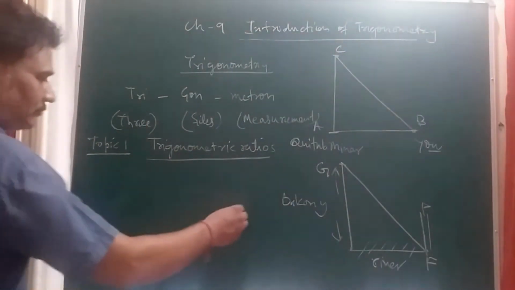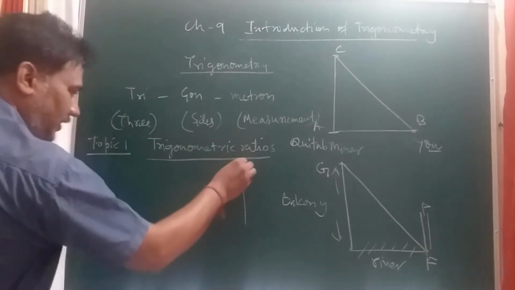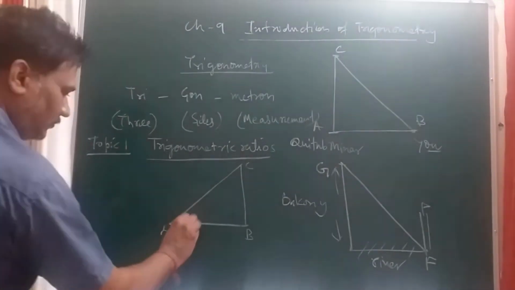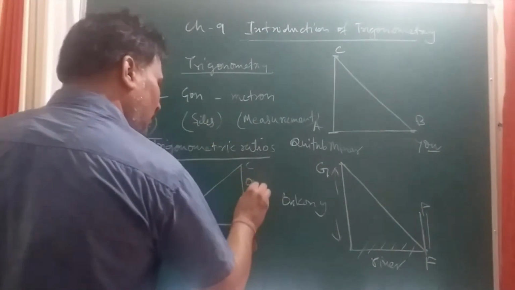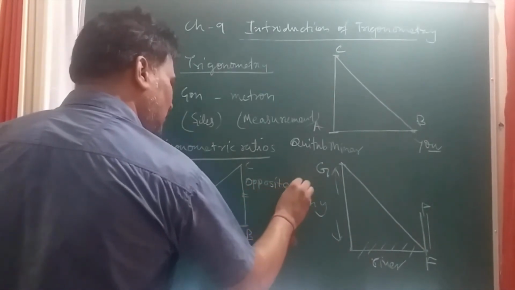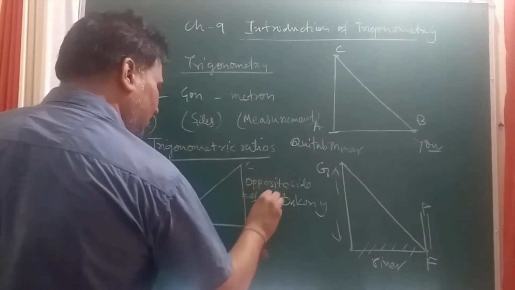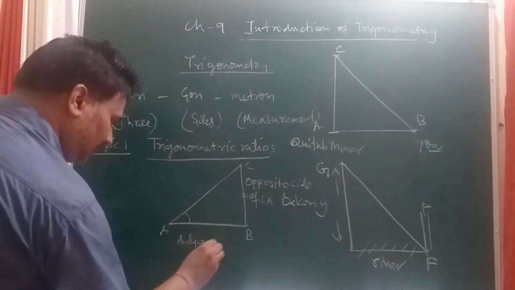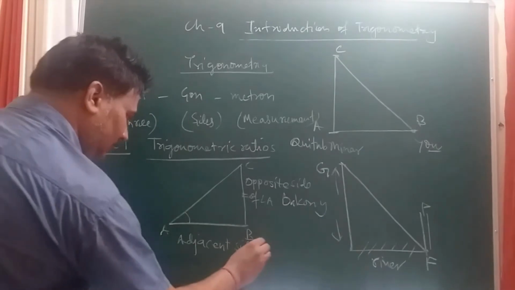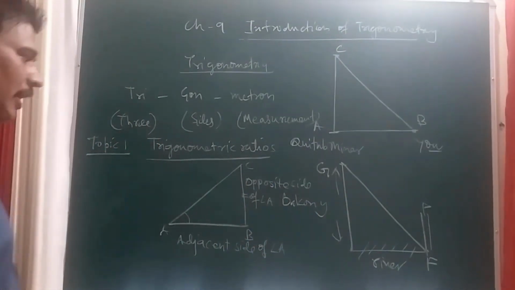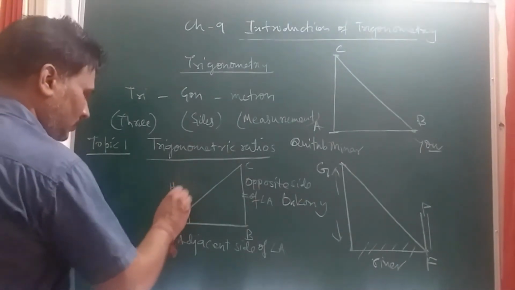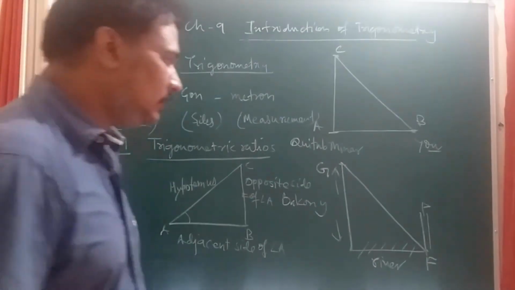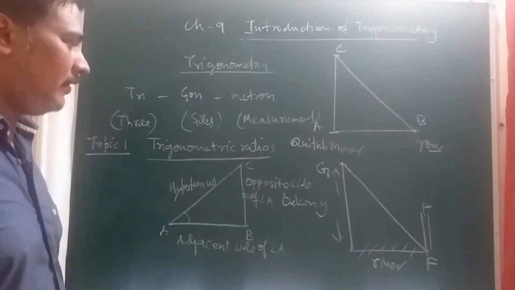So for it we have to first draw a right angle triangle ABC, where side BC is called the opposite side of angle A, side AB is called the adjacent side of angle A, and this side AC is called the hypotenuse of triangle ABC. Okay, I think you have understood.